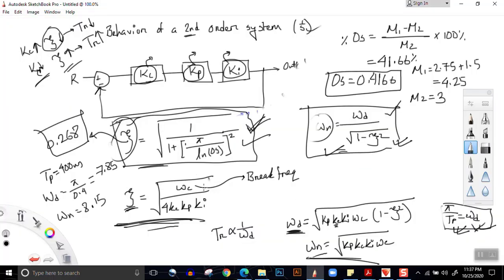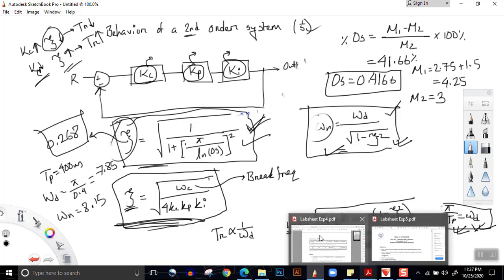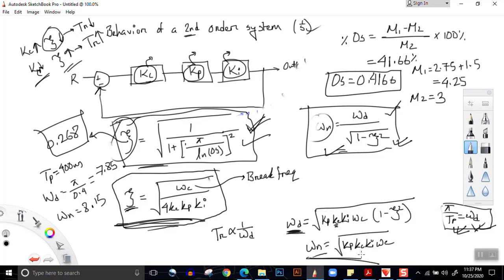We can use this formula to find zeta, omega c divided by 4 Kc Kp Ki. Since I don't know the omega c or the break frequency at this moment, I cannot calculate it. You can calculate this from your data sheet of experiment 2 or the report of experiment 2. Then after we have calculated zeta, we can calculate omega n from this expression. After calculating this, we'll be comparing this zeta and this omega n and see whether these things are working. Now that's all for this experiment.